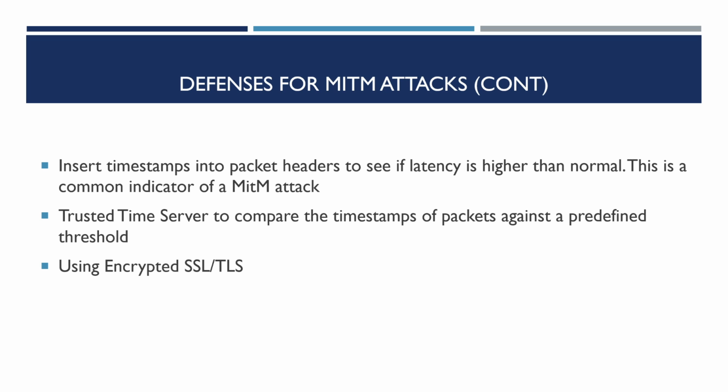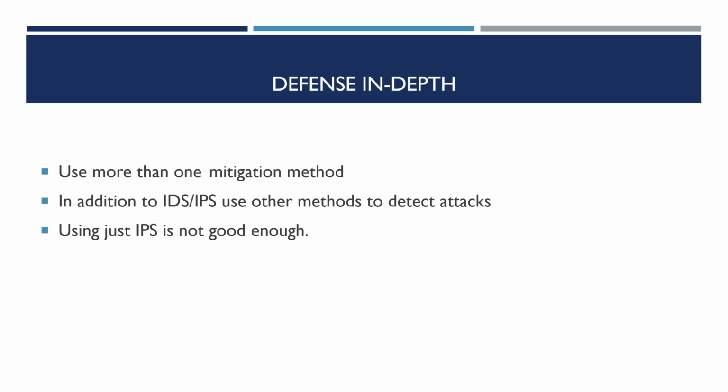A couple other ones here: using encrypted SSL/TLS, and trusted time servers that can measure the time in between the transmission of packets between devices, is also something that's been widely used. Obviously it takes time for a man-in-the-middle attacker to intercept the data, read it, modify it if they want to, and retransmit it to its intended destination. So using those trusted time servers to examine if the latency is higher than normal could be an indicator of a man-in-the-middle attack. Obviously, it's good to use defense in depth.